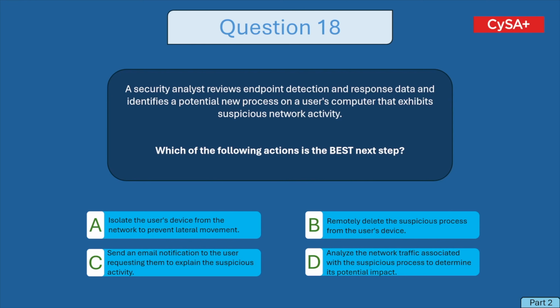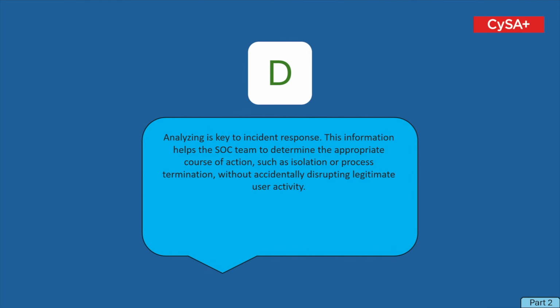A and B are just jumping the gun, and C is just not a good solution given the stage of the incident response, I should say. So I'm going to go with D. Analyzing is key to incident response. This information helps the Security Operations Center team to determine the appropriate course of action, such as isolation or process termination, without accidentally disrupting legitimate user activity.